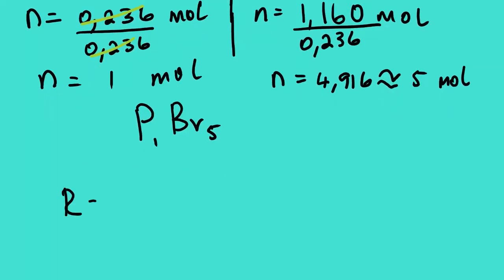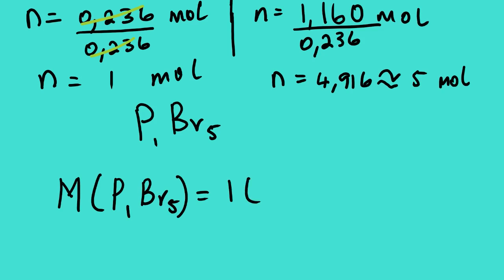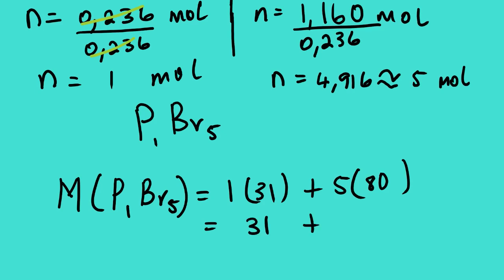Now, since we have the empirical formula, before we calculate the ratio we need the molar mass of the empirical formula. We have 1 atom of phosphorus plus 5 atoms of bromine. Phosphorus has 31, then bromine has 80. So 1 multiplied by 31 is 31, plus 5 multiplied by 80 is 400. Now 400 plus 31 is 431 grams per mole.